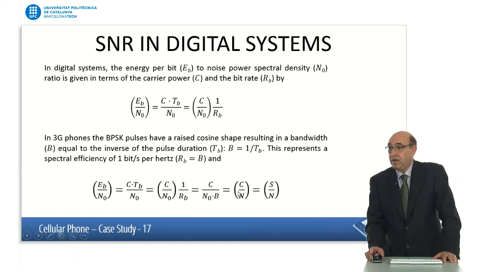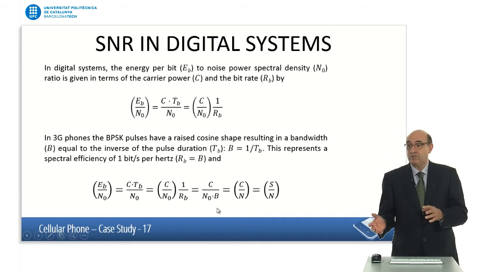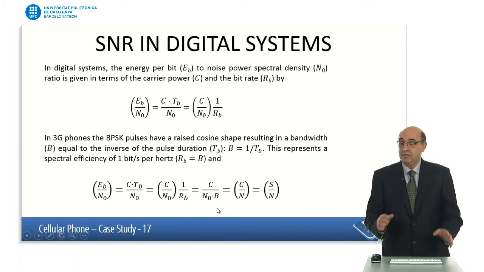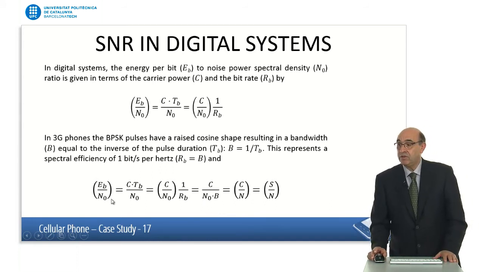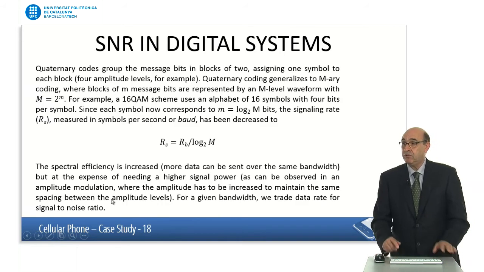And we could rewrite this in this way. This is the bit energy. That's the same expression we had before, up until here. And now, since this is what happens in this case, we substitute this by the bandwidth, and so we end up with the carrier to noise or signal to noise ratio. So for this particular case, the signal to noise ratio in the classical analog system is exactly the same number that will give you the signal to noise ratio in the digital case. This is something to remember for this particular modulation.